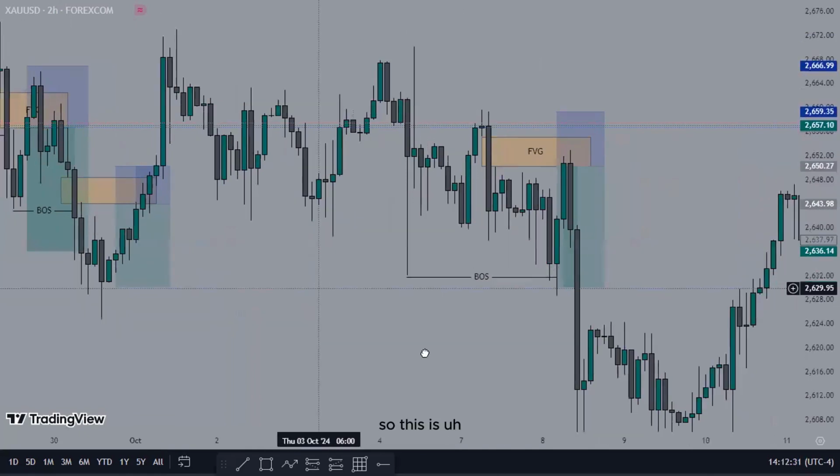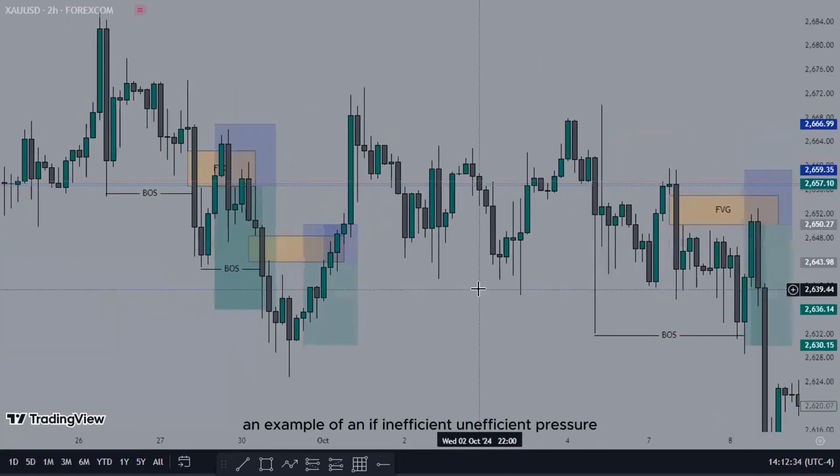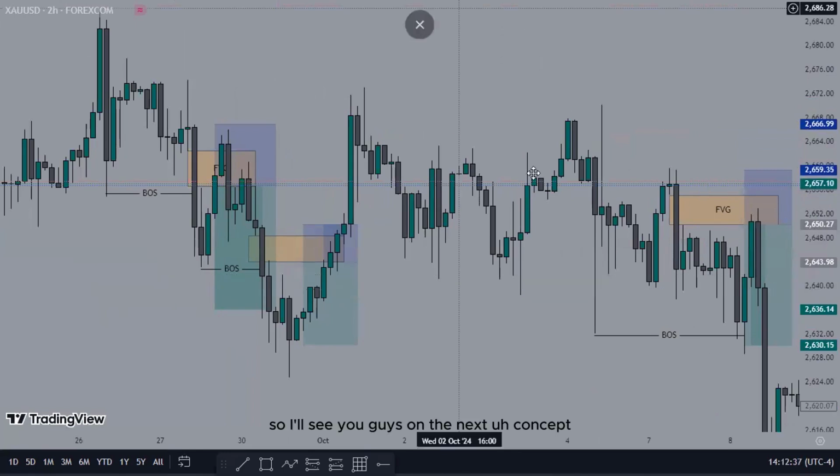Beautiful. So this is an example of an inefficient and efficient price chart. I think I've explained both of them here. So I'll see you guys on the next concept.